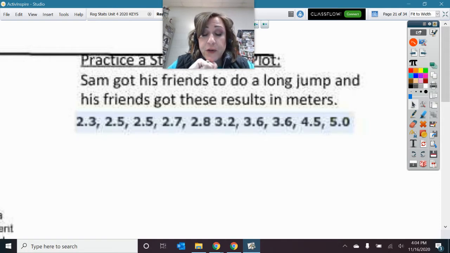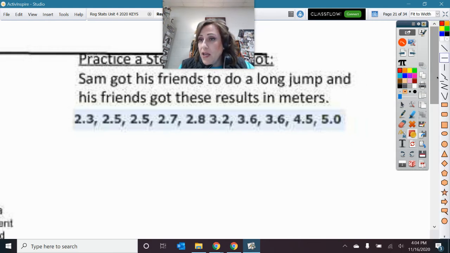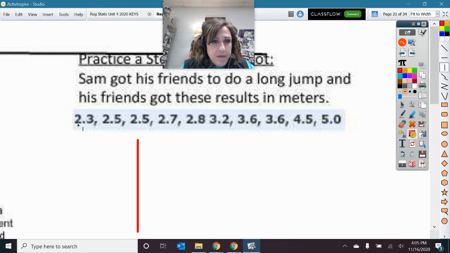Here is Sam, and he got his friends together to do the long jump, and here are these results in meters. So I notice these all are in decimal places, okay? I also am going to look and see what my least to greatest are so I can decide how I want to do my stem. So I'm going to come in here, and here's my stem. All right. And so let's see. The lowest is, I guess these are in order from least to greatest, so that's easy. 2.3, and the highest is 5.